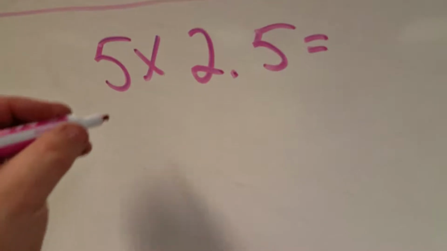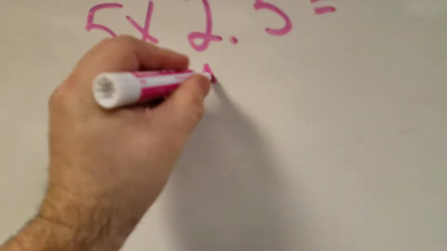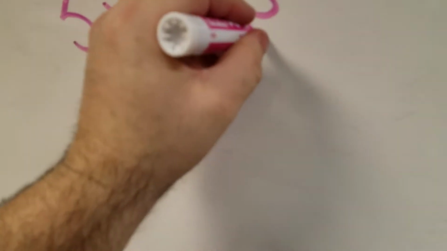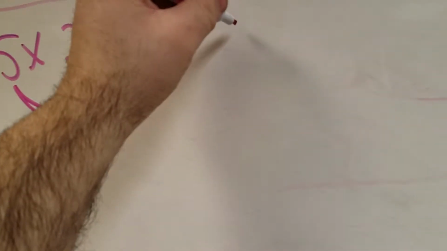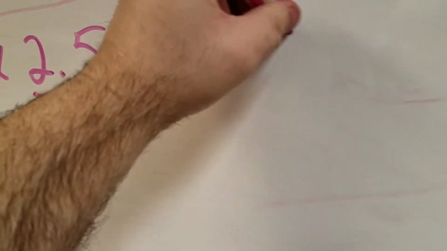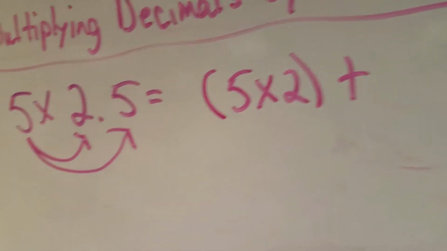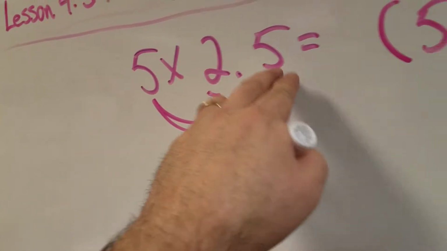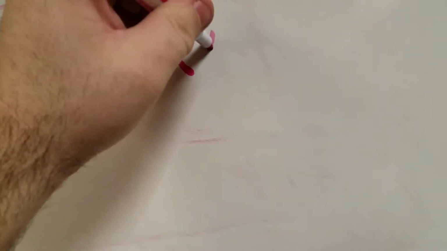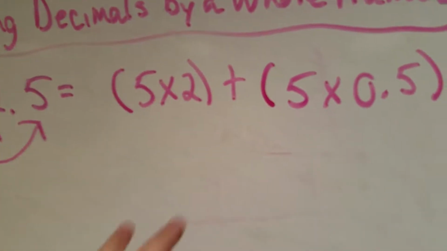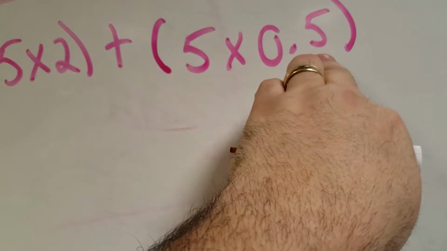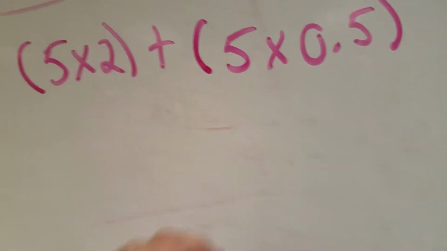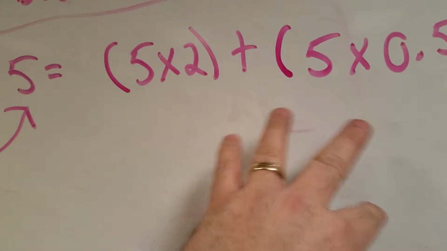I'm going to use the distributive method, and I'm going to break this 2.5 into two parts. So what that means is I'm going to do 5 times 2, that's my first part, plus 5 times 1/2. And you can see my 5 is still multiplying 2.5 because if I add 2 plus a half, I get 2.5. So this 5 is going to be multiplied against both.